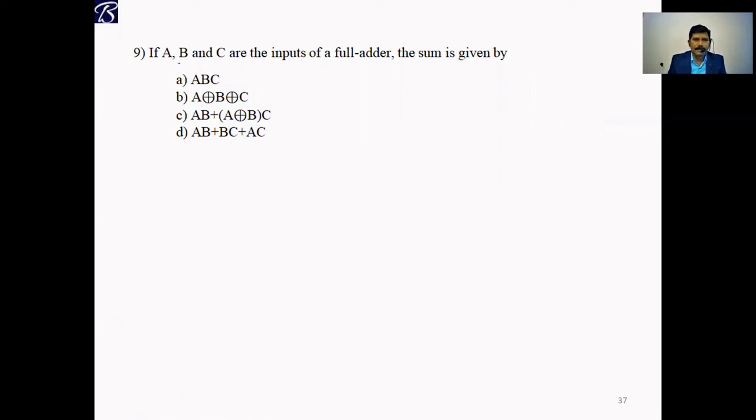Now observe this one. A, B, C are the inputs of a full adder. The sum is given by, we know that it is obviously option B that is correct. A XOR B XOR C. Okay. Yeah, option B is correct.